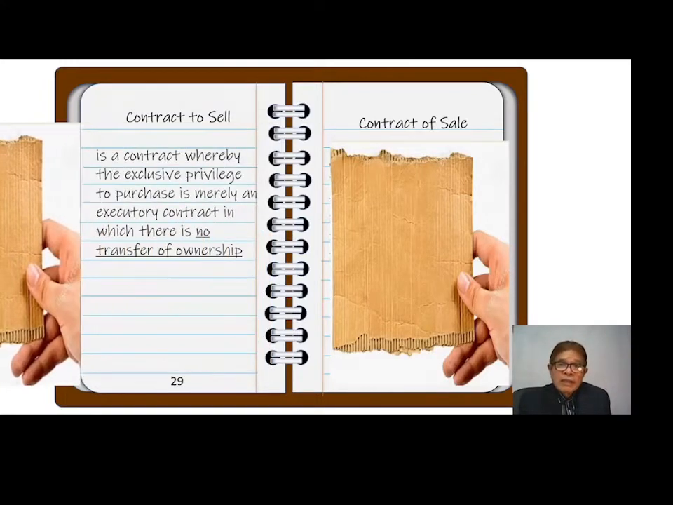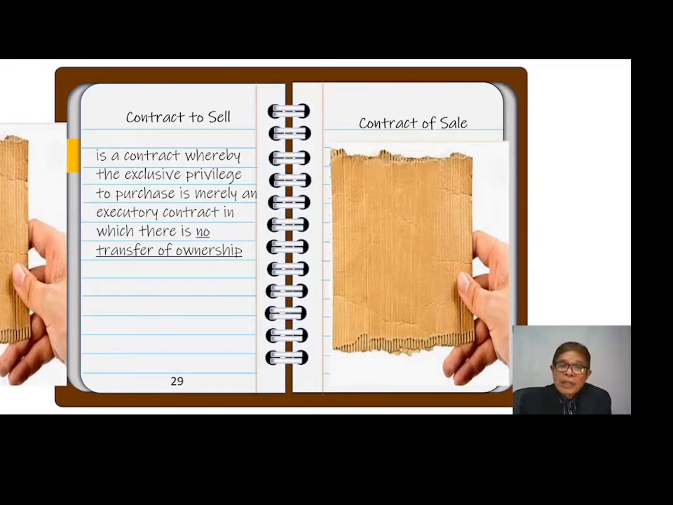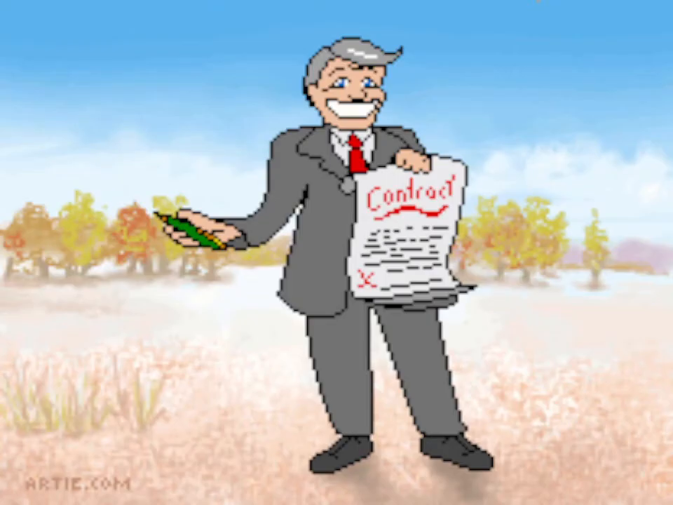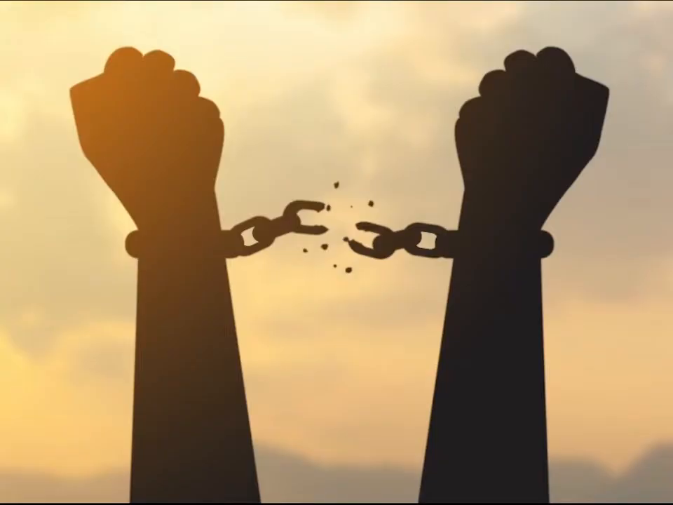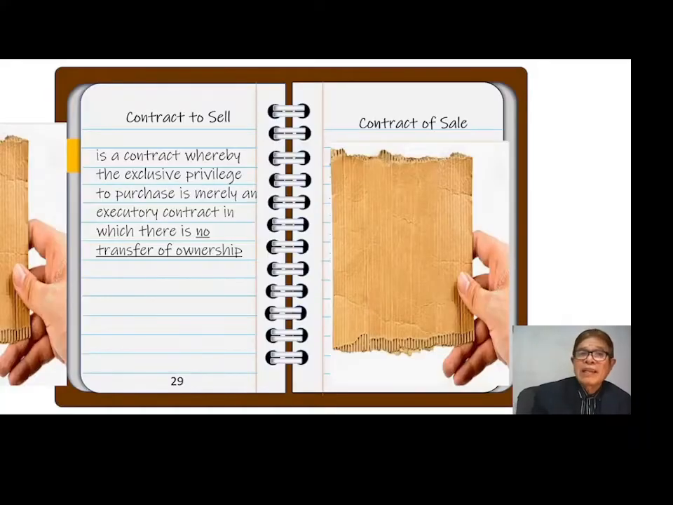Contract to sell is a contract whereby the exclusive privilege to purchase is merely an executory contract in which there is no transfer of ownership. So this is the favorite of developers because they can back out and decide not to push through with the sale. But of course, they seldom back out because they are in the business of selling real estate. It's only when they find out that they made a wrong decision or when the government restrictions don't favor the development.